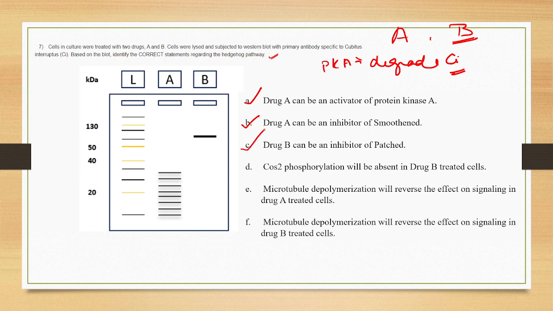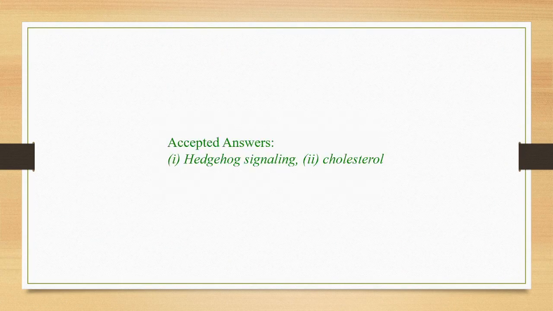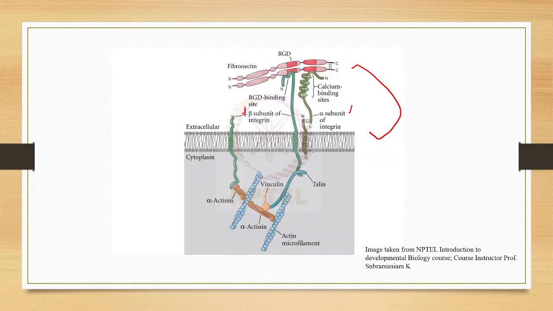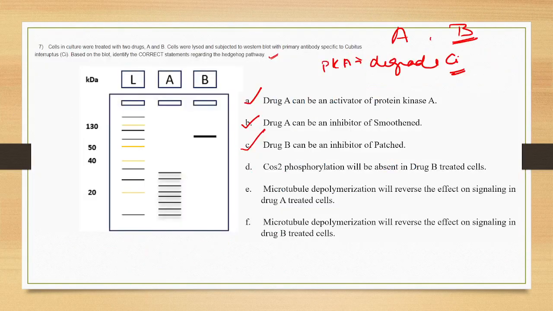Then COS2 phosphorylation will be absent in drug B treated cells. So COS2 phosphorylation, see here. When COS2 is phosphorylated, what happens? Your CI is intact. So when COS2 is phosphorylated, CI is intact. Here it says that COS2 phosphorylation will be absent. No, COS2 has to be phosphorylated, because when COS2 is phosphorylated, then only your CI can be prevented from degradation.